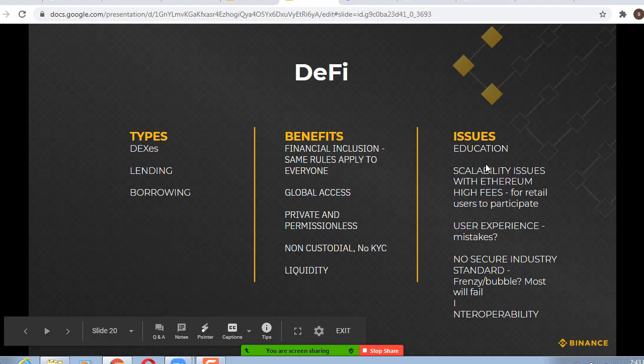Now, in as much as we have benefits of DeFi, there are issues that we also have with DeFi. Number one, education. We don't have enough people educating people on how to use these platforms. So there is an education problem. Number two, scalability issues with Ethereum and high gas fees. Like I said earlier, Uniswap, for example, is built on the Ethereum protocol, and as a result of high gas fees on Ethereum, retail traders have issues with it. Number three, user experience. If you're a new user to most of these decentralized exchanges, you will make a lot of mistakes because it is not easy to use. Most of them are not friendly, but if you have a guide, you can get over that as well.